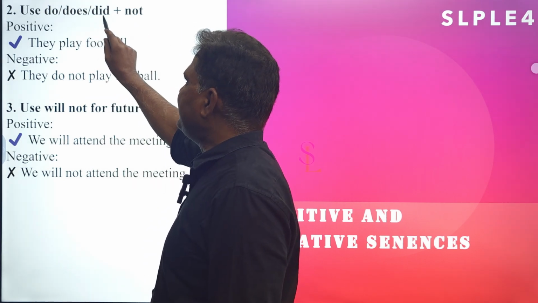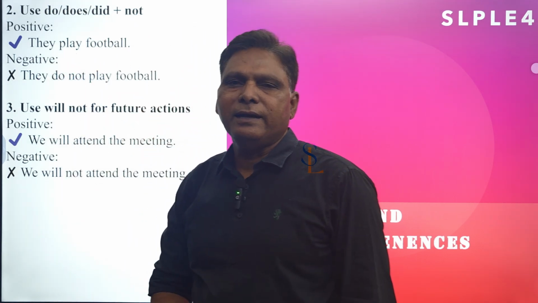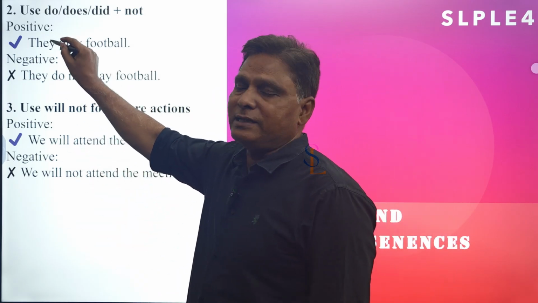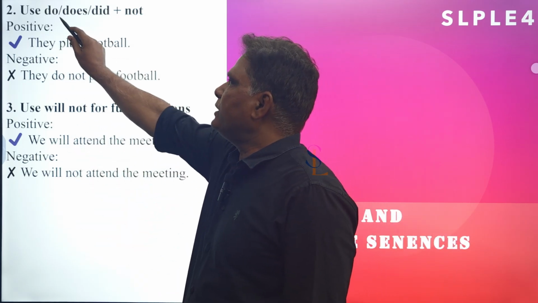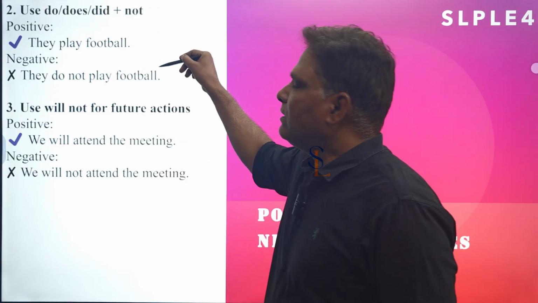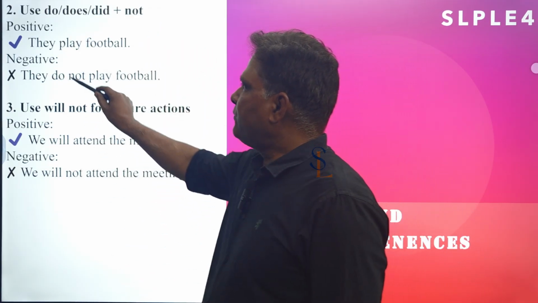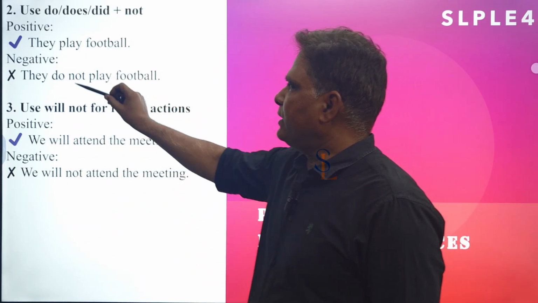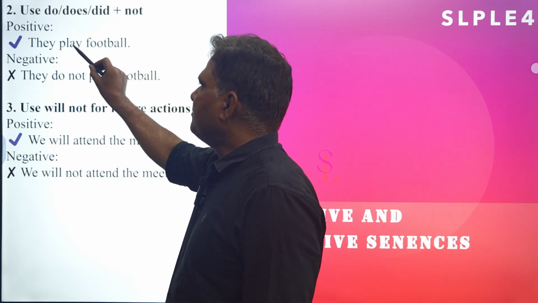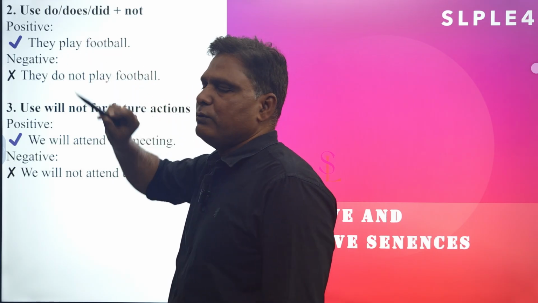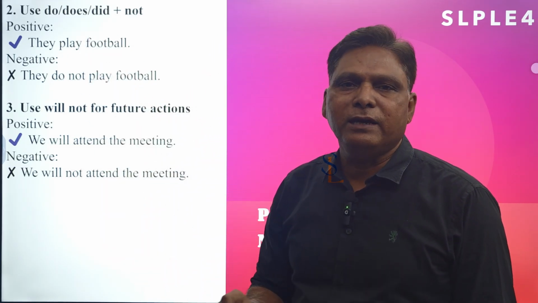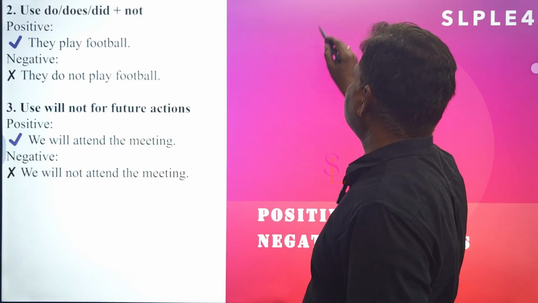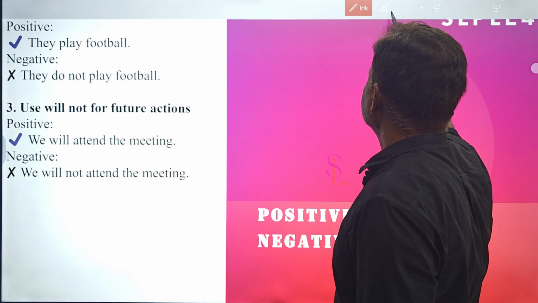When do we add did? When the sentence is past tense. They played football. Then you need to add: they did not play football. If the subject is singular, then you need to use does. When you say he plays football, the negative would be he doesn't play football. So it all depends on the subject.